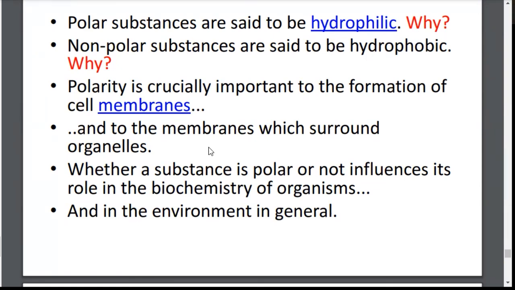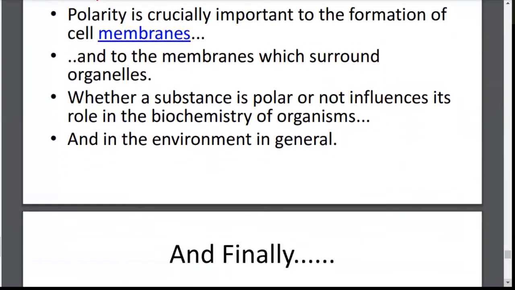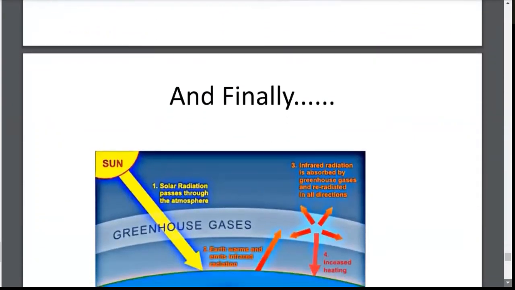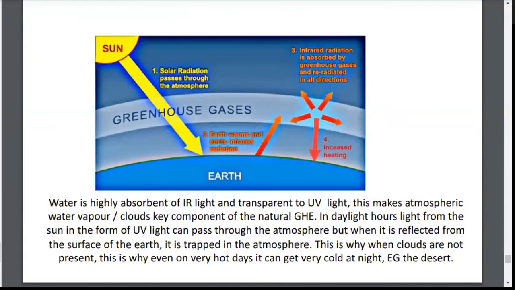And across the environment and the natural world in general. So, and finally, the last one, I would not be doing my job properly if I didn't mention this. Water vapor as a gas, that means water as a gas, is highly absorbent of infrared light, but very transparent to ultraviolet light. This makes atmospheric water vapor, basically clouds, a key component of the natural greenhouse effect.